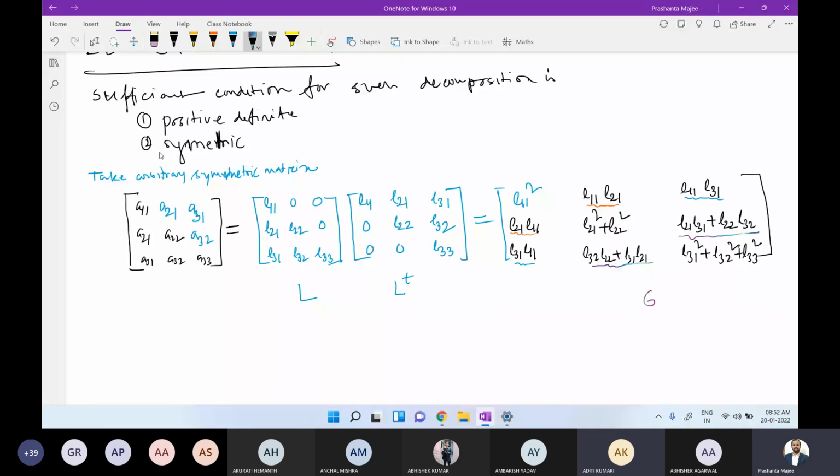Now if the initial left hand side matrix is not symmetric, then you will get two equations whose values are different. If the matrix is not symmetric, then what will happen? You may compare these elements and see what will be happening.